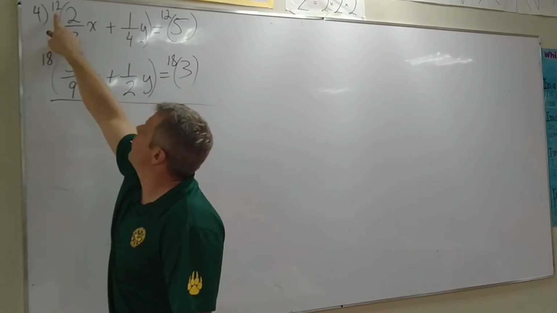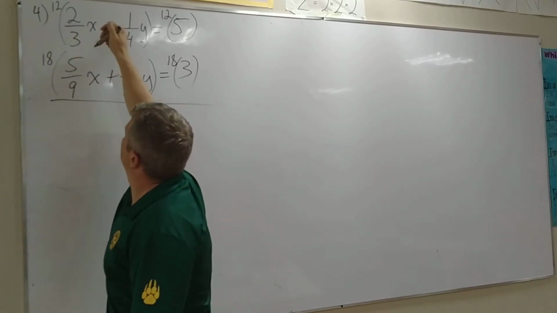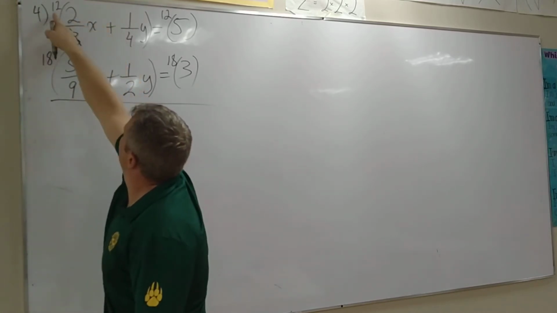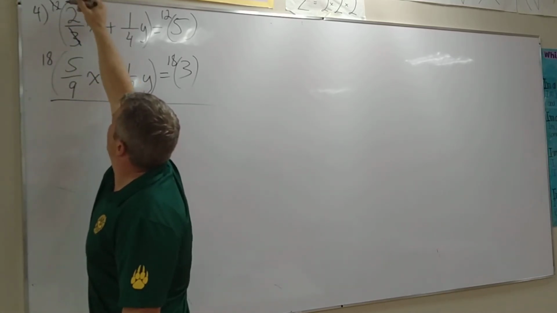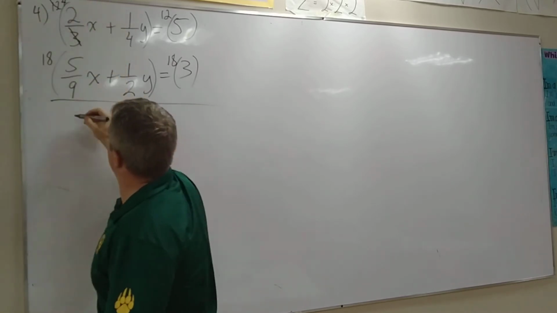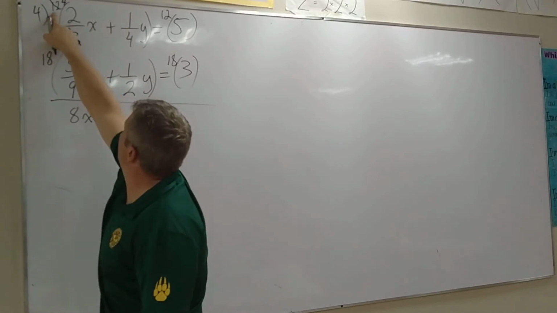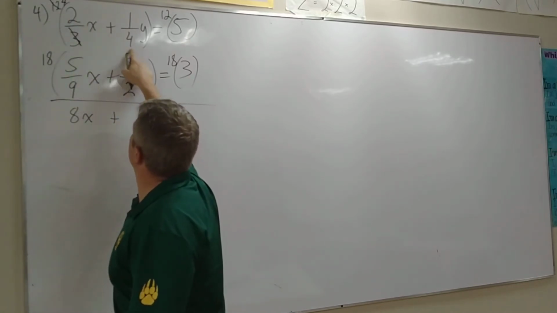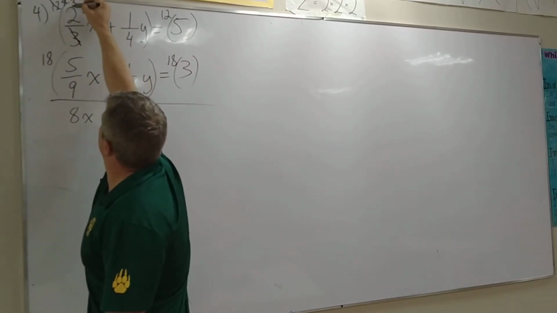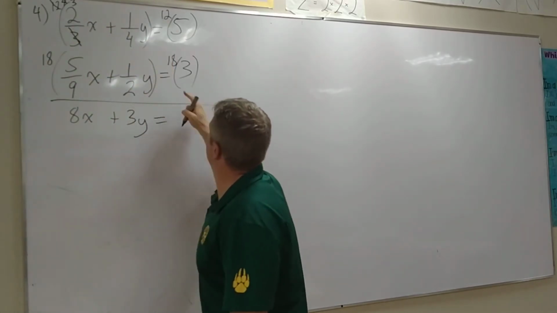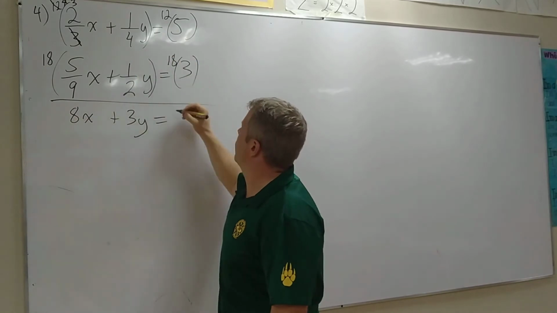So 12 divided by 3, that's going to cancel, right? That will become 4. So 4 times 2 is 8x. And 12 divided by 4 is going to be 3. So 3 times 1 would be 3y is equal to, nothing is going to cancel here, so it's equal to 60.